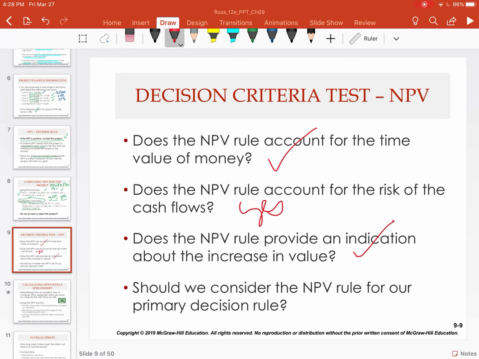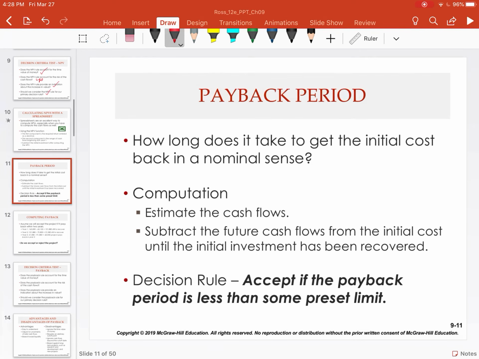Should we consider the net present value rule as our primary decision rule? Most of the time, yes. That's going to be our default. We're going to come back to net present value. Ultimately, if it's positive, then it's going to add value to our firm. You can go through the Excel calculation for that if you want to.